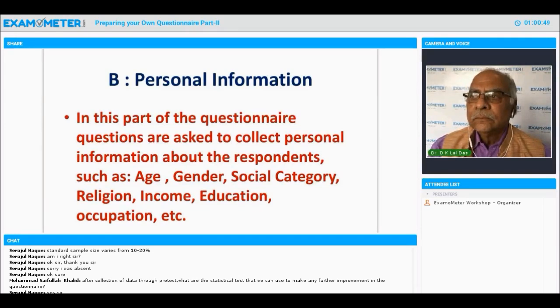Should we avoid asking name? Name you can ask, but put in brackets optional. Definitely you say optional, which means if a respondent wants to give, let them give. If he doesn't want, it's not necessary, because we never analyze the name for research. It is only for identification, that is, in case we have some missing data, we'll be able to locate the respondent. That's the reason we ask for name.